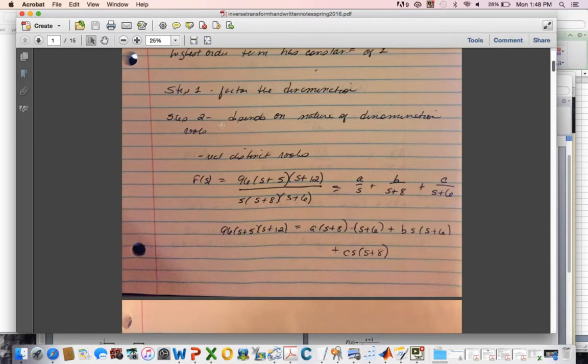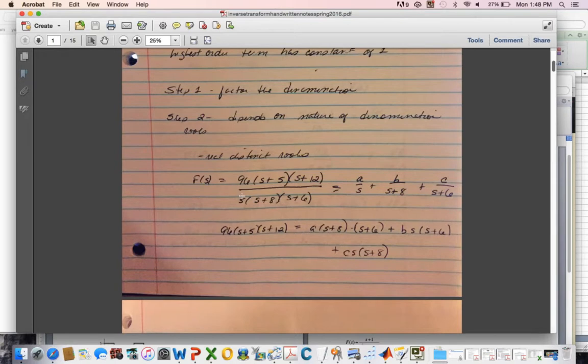So step 2 depends on your denominator roots. Here's an example of a problem that's already been factored. And we want to use partial fraction expansion to take the inverse transform, because taking the inverse transform is always done by looking at the table. So we want to get our functional form to be equivalent to that in the table.